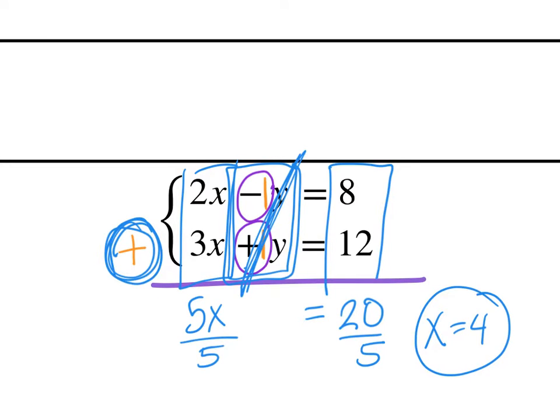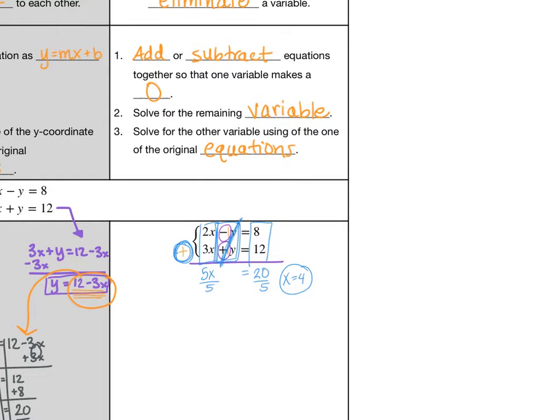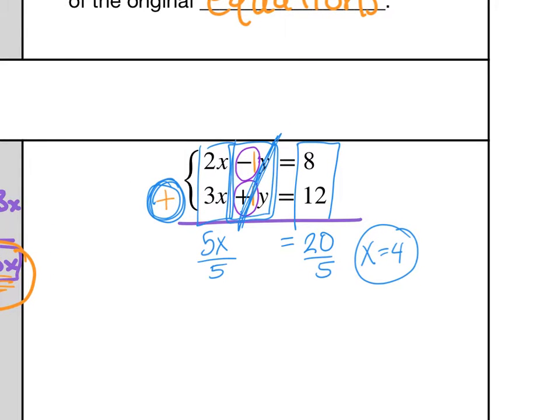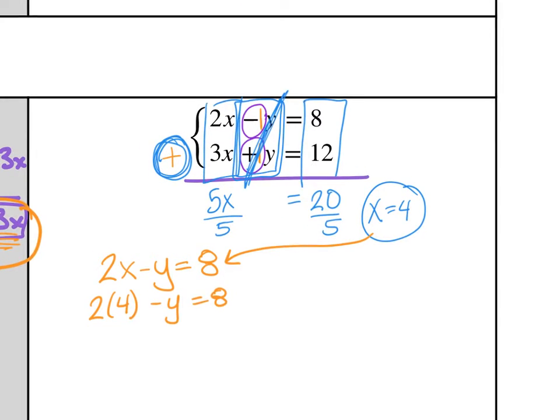And then, just like before, once we have the first half of our answer, we've solved for one of the variables, we're going to go ahead and use one of the equations to solve for the remaining variable. So I think I'll rewrite the first equation, 2x minus y equals 8. And I'm going to go ahead and replace x with 4. 2 times 4 minus y equals 8. I'll simplify this equation a little bit and then solve.